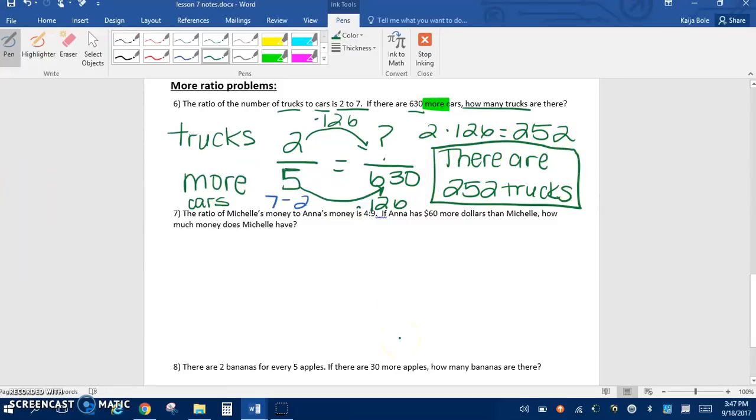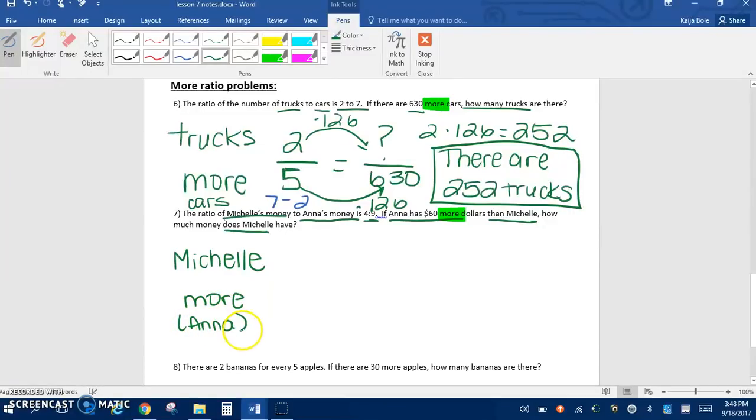Alright, we're going to do one more all together here. It says the ratio of Michelle's money to Anna's money is 4:9. If Anna has $60 more than Michelle, how much money does Michelle have? So I'm going to go back, I'm going to highlight that word more. Okay, so we're looking for how much money does Michelle have. So that means Michelle is going to be off to the side here because that's what we're looking for. Alright, and then on the bottom, we're talking about more again. So we're going to put more. Alright, and maybe put a little note Anna, how much more money Anna has.